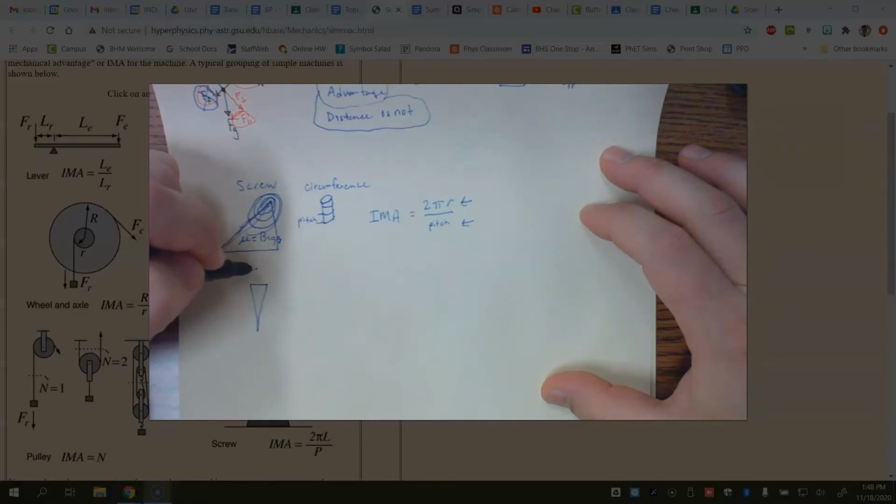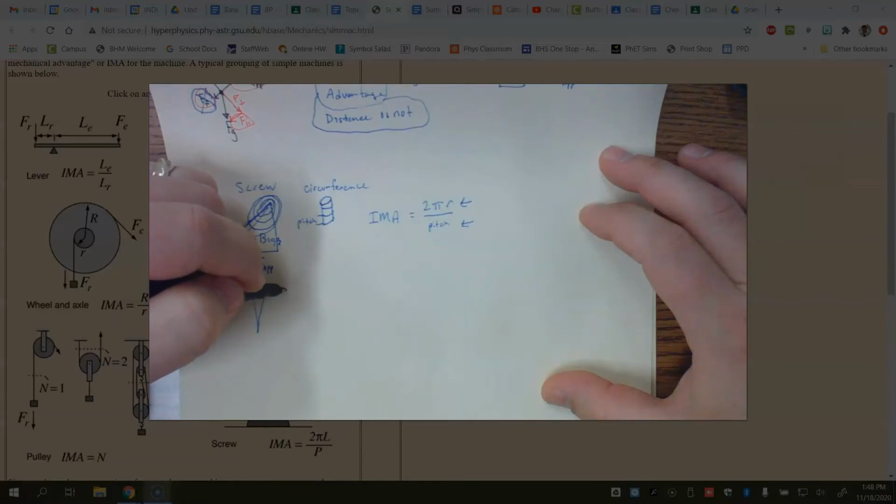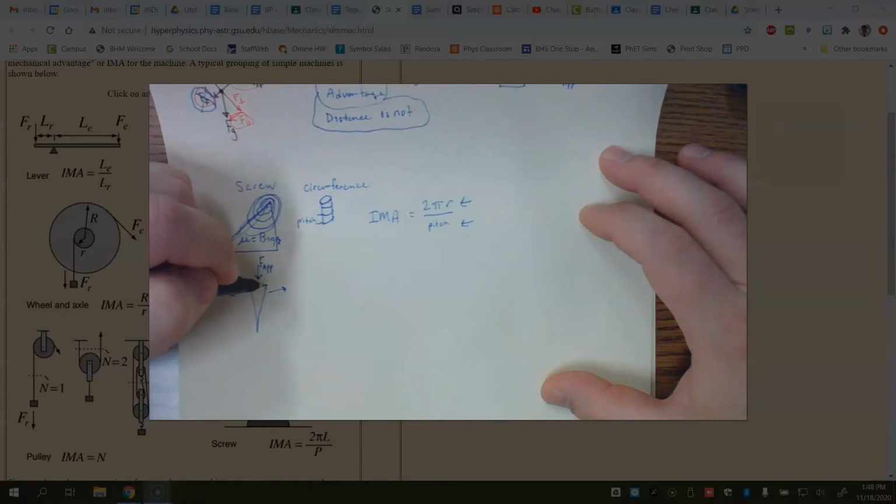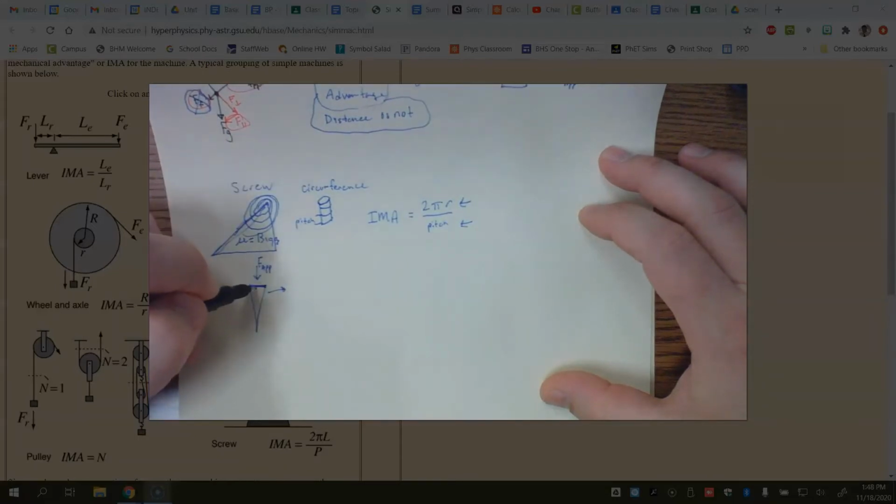When we look at this, we're applying that force downward. So this is our applied force. And what we're really trying to do is push the force out. Okay? So the force that we're going out is going to go along this length here. That's called the width of the wedge. And then the applied force is really going through the length of the wedge.